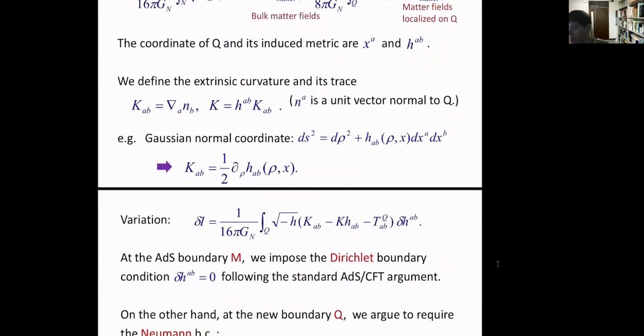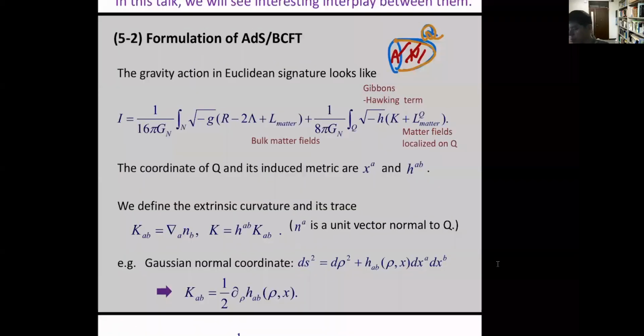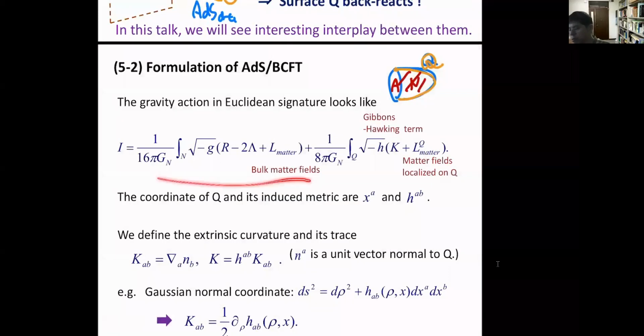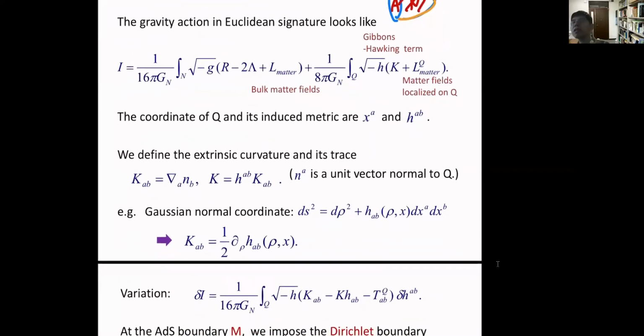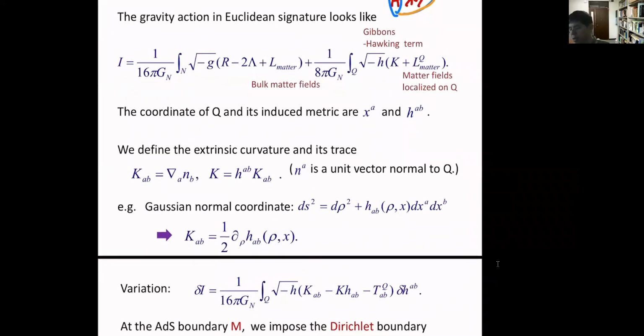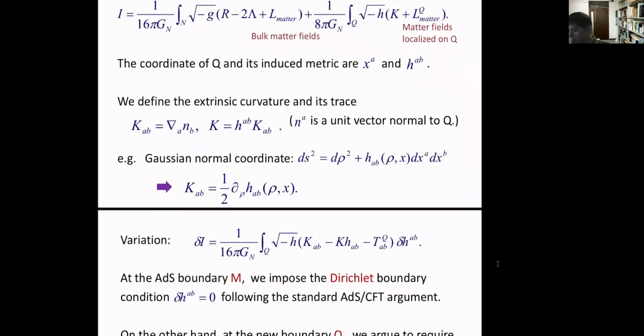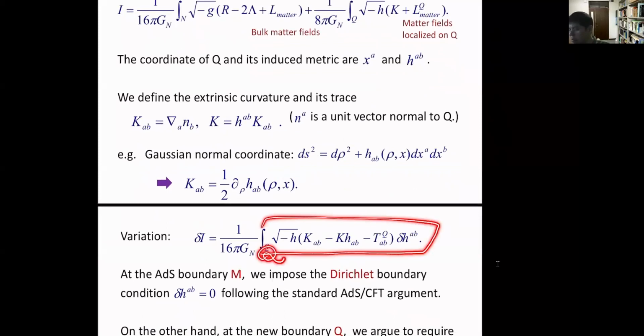Okay, and the crucial point I want to stress is that we can take a variation of this. Of course, this part gives the Einstein equation, right? But for the variational principle, we need to impose that the variation at the boundary should also vanish, right? Variation at the boundary surface Q is given by this. When we change the metric, we have this variation. This should be 0.